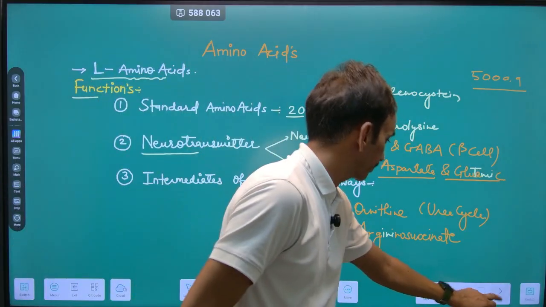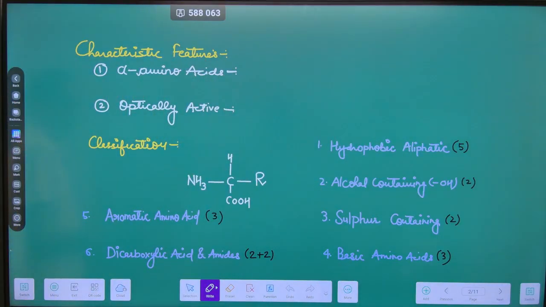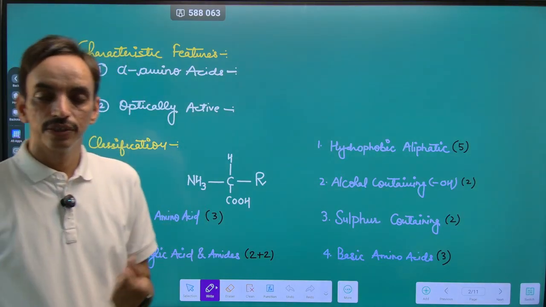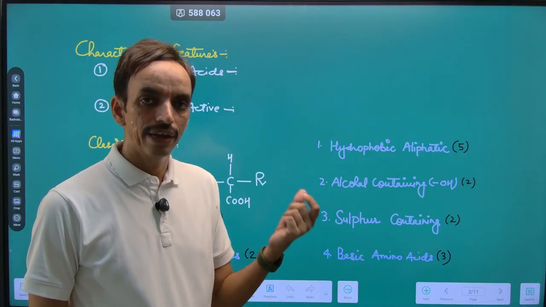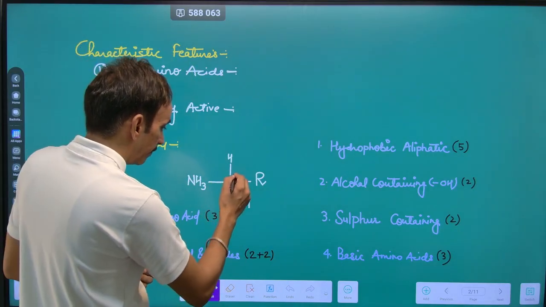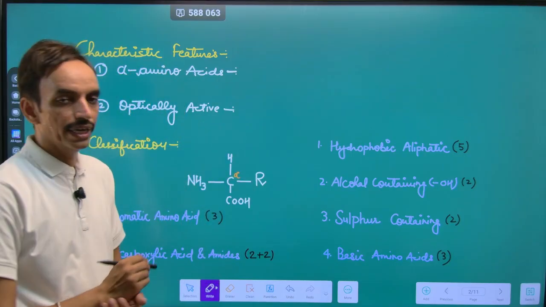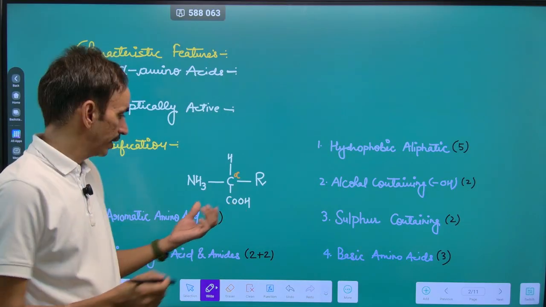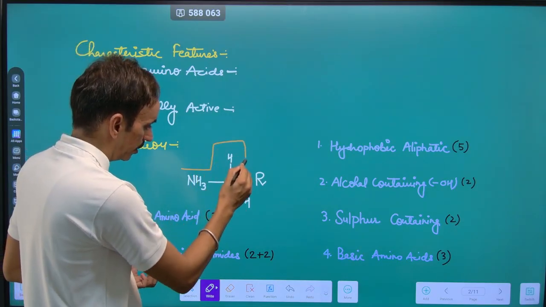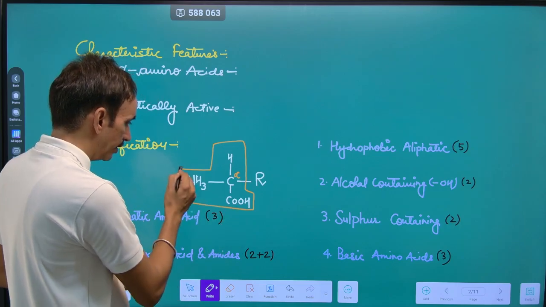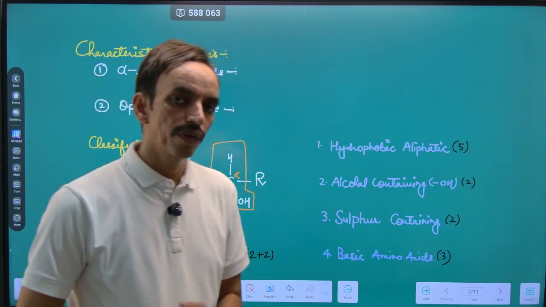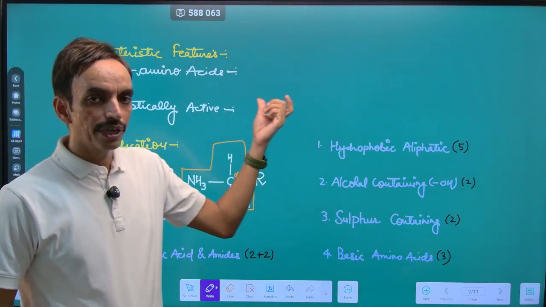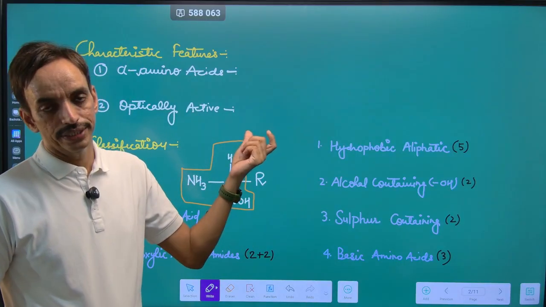Next, characteristic feature: alpha amino acids. The standard amino acids are alpha amino acids because the functional group remains attached to the alpha carbon. This is the basic framework structure of an amino acid, while there is an R chain which determines the type of amino acid. So the standard amino acids are alpha amino acids.